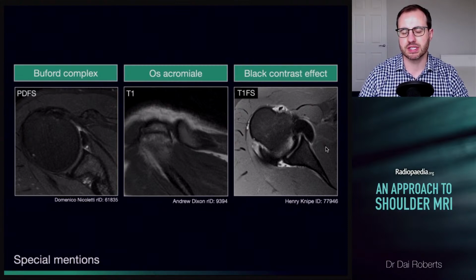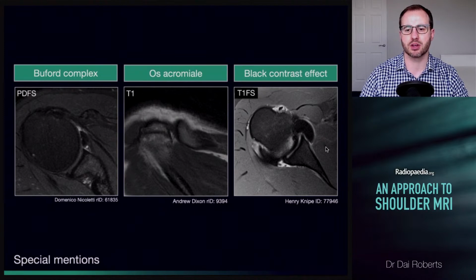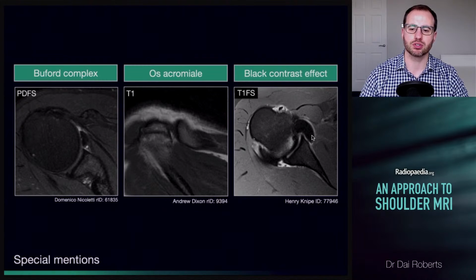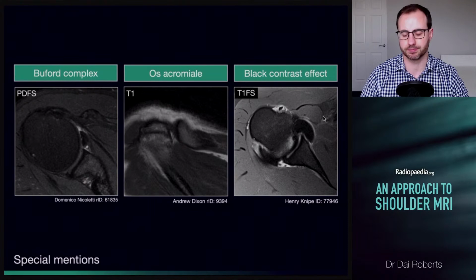Now hopefully we don't see this too often, but this is the black contrast effect, and this is a really nice case. It comes up quite frequently in conferences and exams. If we give an over-concentrated strength of gadolinium, it loses its T1 properties, and we end up getting the opposite. We get a T1 signal dropout, and you get a black contrast effect. Okay, so that's a nice case to know about.